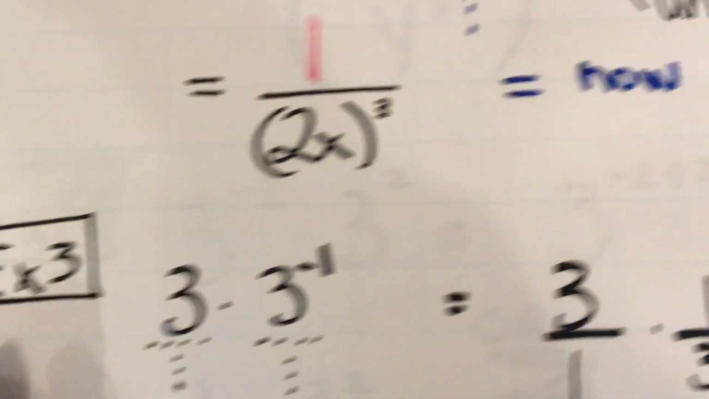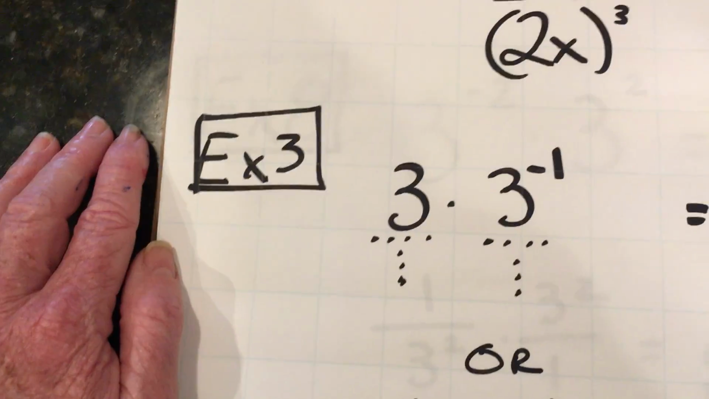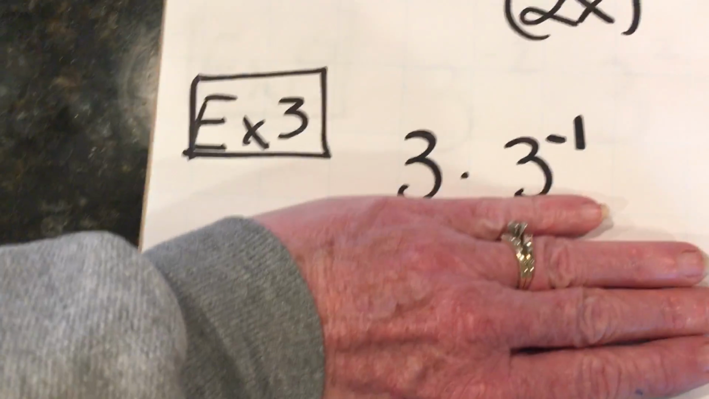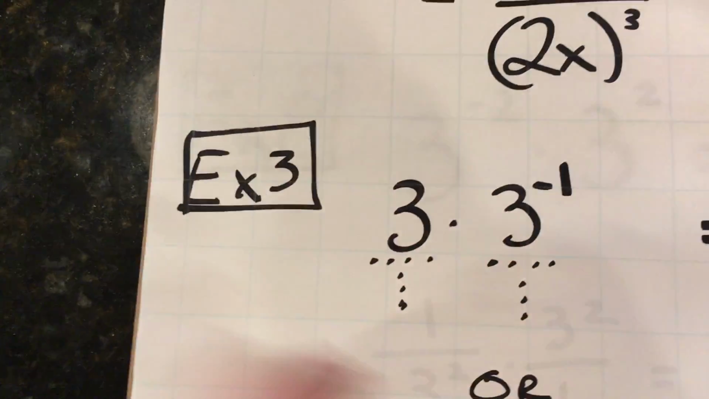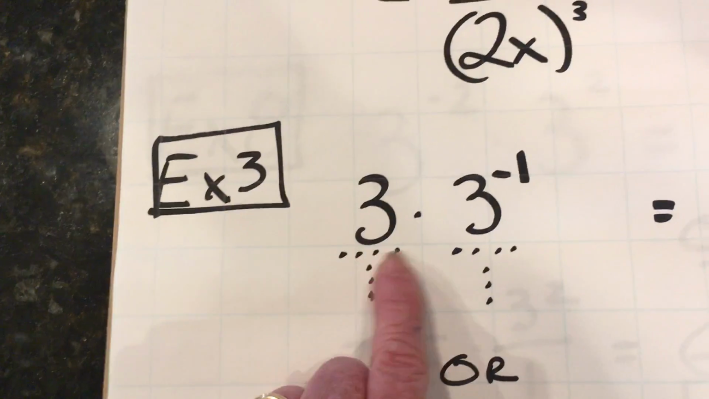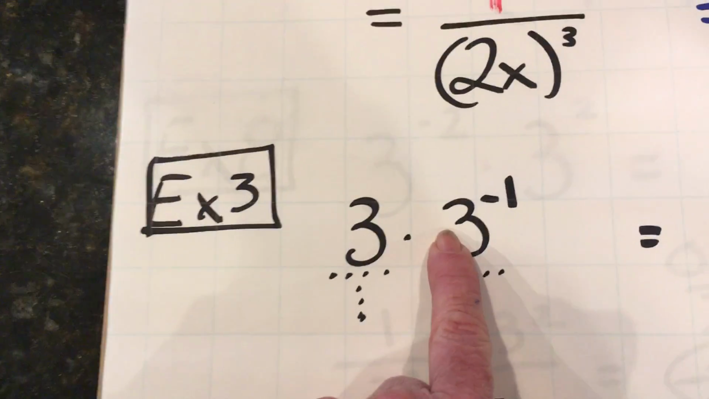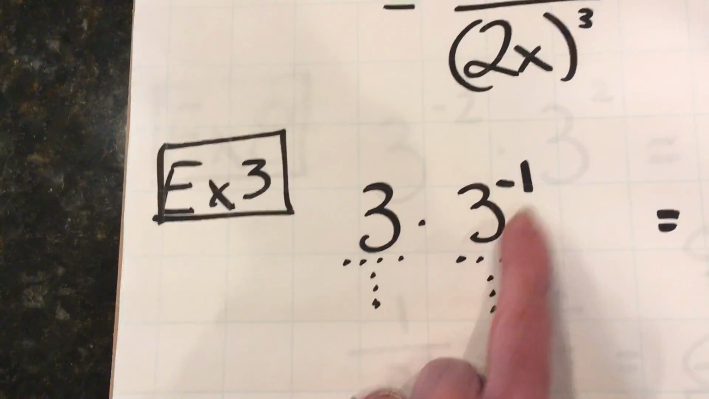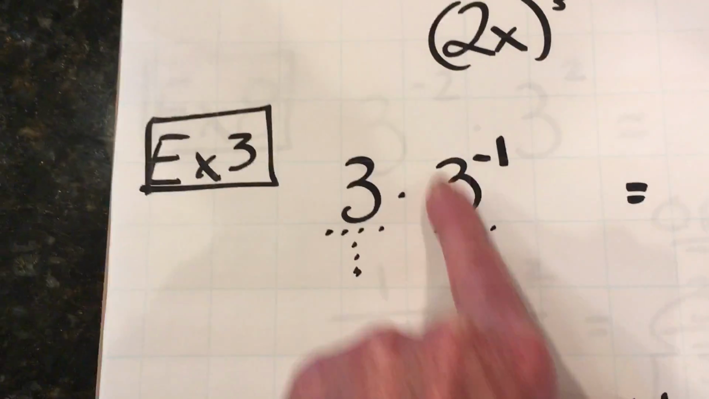Next problem is going to deal with negative exponents. It's also going to deal with that value of 0 for an exponent. We have 3 times 3 to the negative 1. So there's 2 different ways that you can do this. Make these fractions by putting them over 1. 3 divided by 1 is still 3. 3 to the negative 1, the exponent is negative. That means it's unhappy.